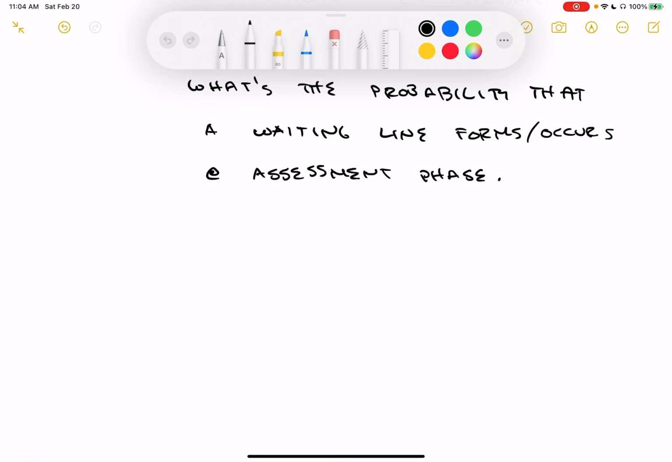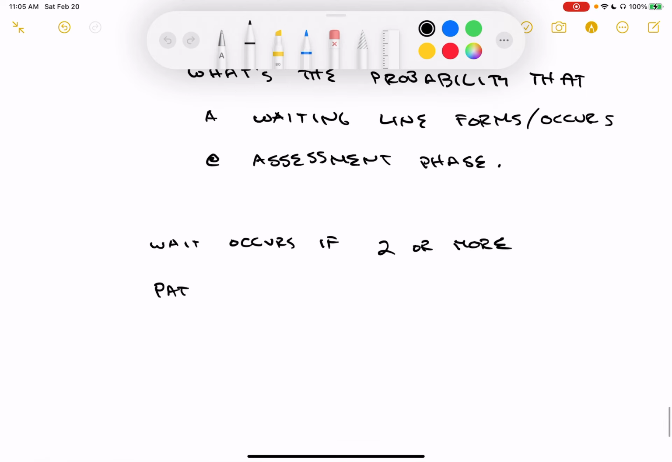We're going to just use that Poisson probability mass function that was already provided, and we just need to think about what it means to have a wait. So a wait occurs, right? A wait occurs if two or more patients arrive in the 5-minute assessment period.